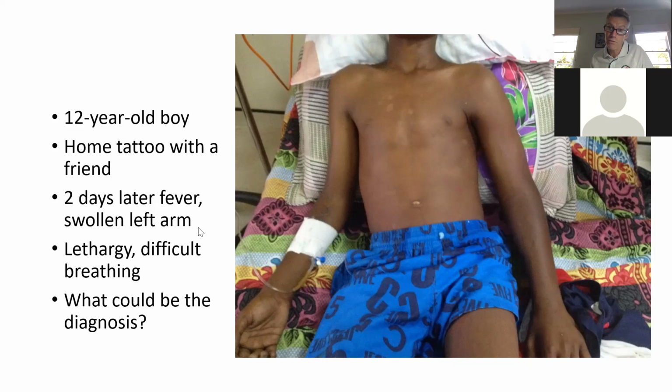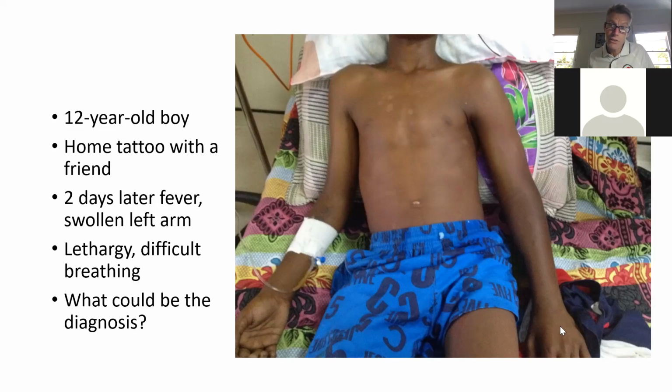And this boy had a severe thrombosis of the veins in his arm, a thrombophlebitis, and it's important to recognize that, because it sometimes also needs treatment, not just with antibiotics, but sometimes with agents to thin the blood.